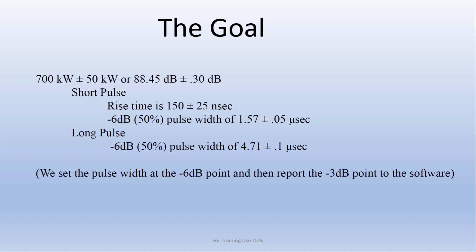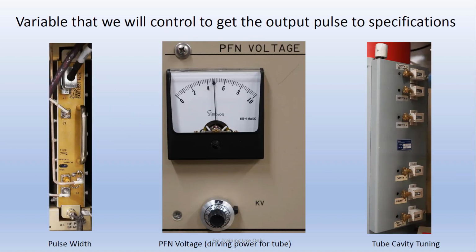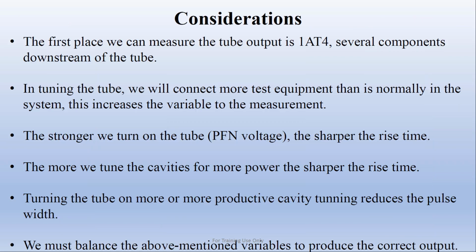Of note, we will make our adjustment of our pulse width based on the 6 dB point, and then we will measure the 3 dB point and put that information into the adaptable parameters of the software. The variables that we can control to get the pulse that we're looking for: we can control the pulse width that we put into the tube, we can control the turn-on voltage of the tube, and we can control the cavity tuning of the tube. Some things we need to consider.